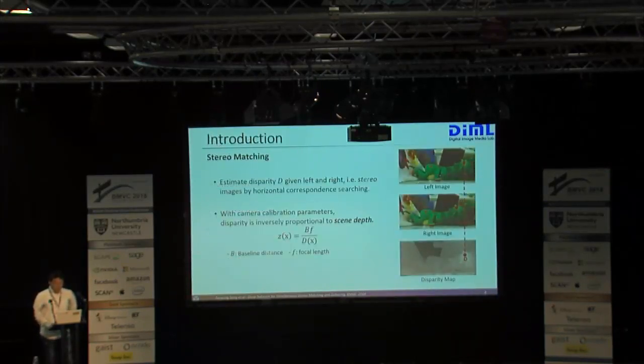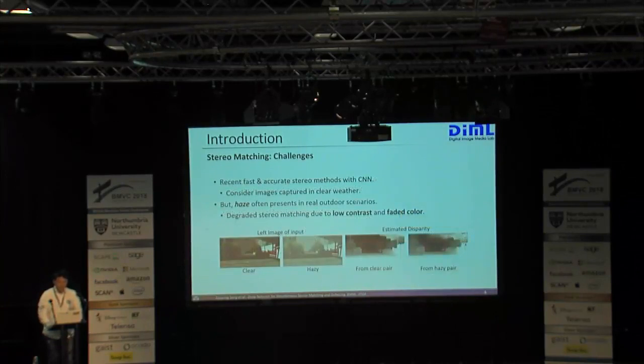Stereo matching is a computer vision task to estimate disparity given left and right, or stereo, images by horizontal correspondence searching. With camera calibration parameters, disparity is inversely proportional to the scene depth. Recently, stereo matching methods have achieved fast and accurate results with CNNs. So far, those methods have only considered stereo images captured in clear weather.